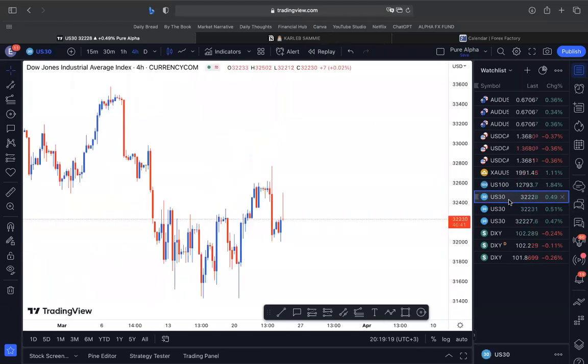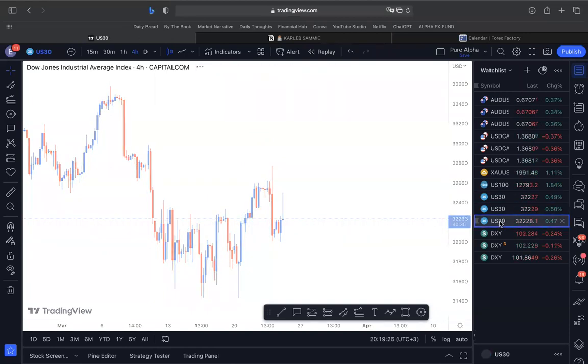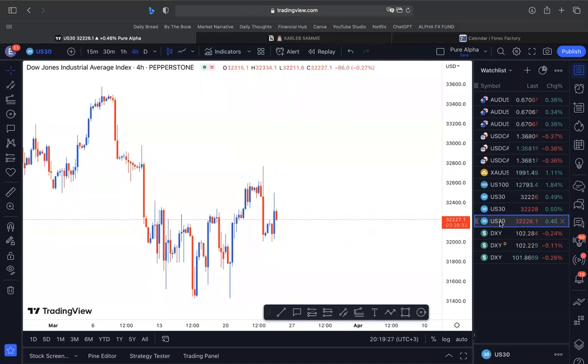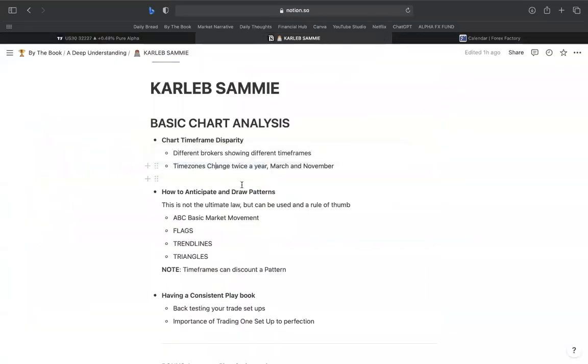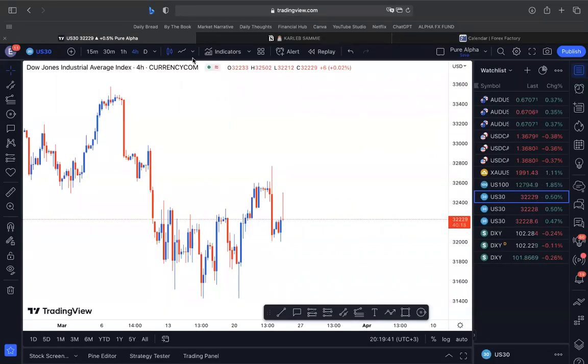US 30. Of course, I'm looking at this currency.com. Then I'm looking at capital.com. They're more or less the same. Then this last one, which is totally different, is Paperstone. So more or less over here, you might see that I'm going with this other one, okay? Currency.com. I eliminate the others. But there's something you should pay attention to. Time zones. When time zones change, these numbers tend to change as well, okay? So this is just something I need you guys moving forward to be paying attention to, okay?